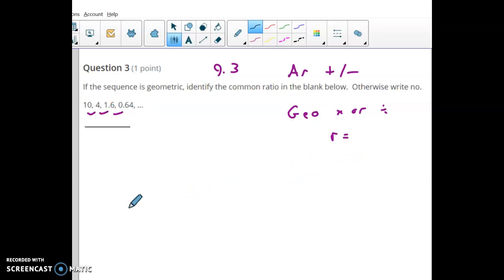So for this particular example, to figure out if it's geometric, it's kind of hard to tell what number we're multiplying by. Looking at this, I can't really tell. Sometimes it's easy, like if it was, say, 5, 10, 20, 40, then I can tell I'm multiplying by 2, but I can't tell that in this one. So a trick is you can divide two terms, but divide them in the order of 4 divided by 10, 1.6 divided by 4, 0.64 divided by 1.6.